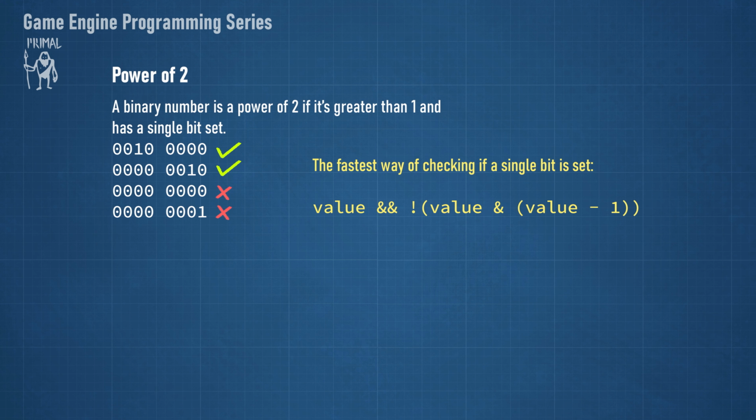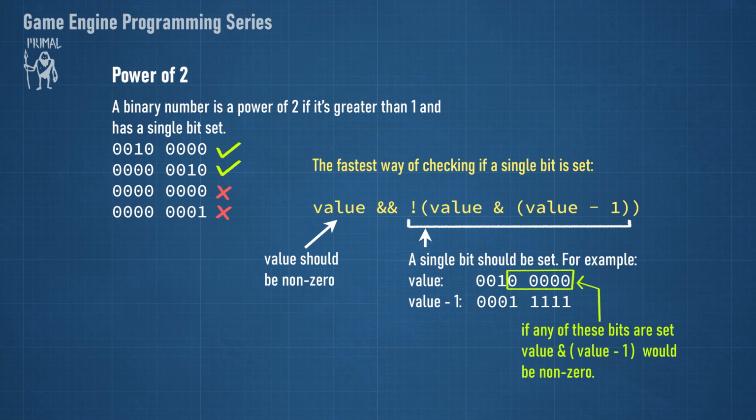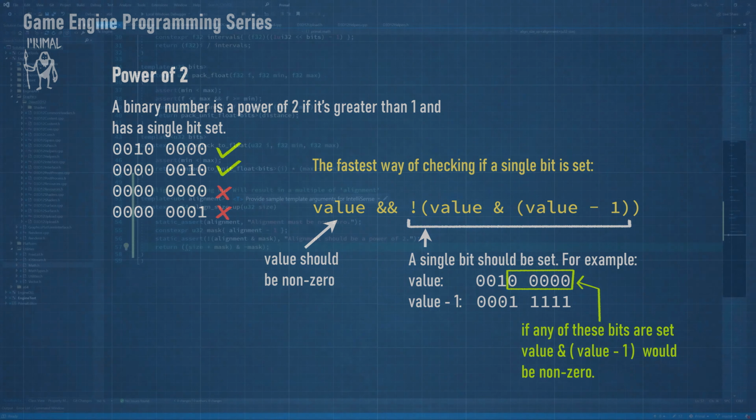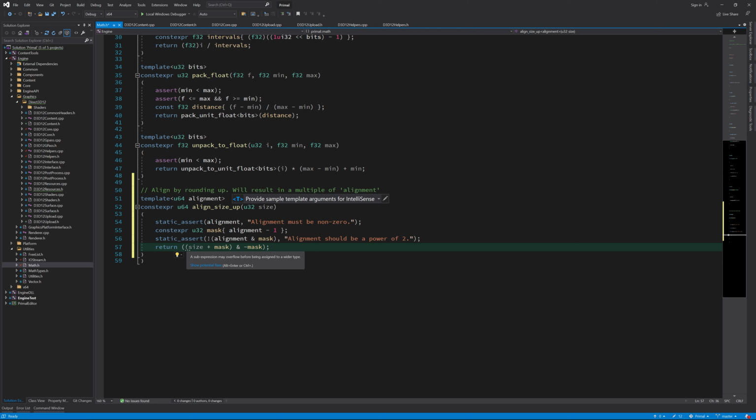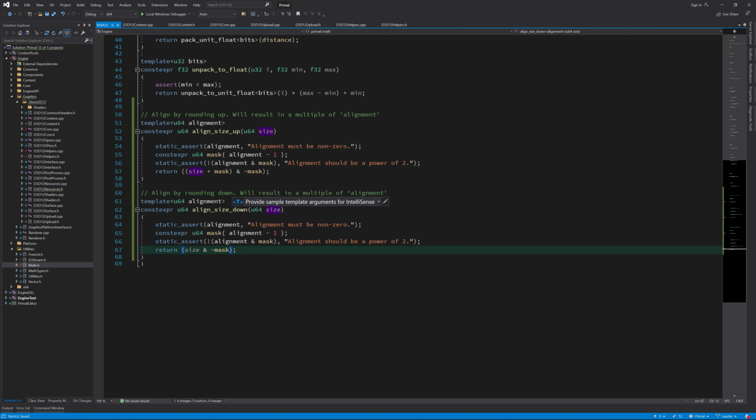The fastest way that I know of to check if an integer has a single bit set is to first subtract 1 from it and then logically AND it with the original value. We are already asserting that alignment is non-zero here, so we only need to check if a bit is set in the second assertion here. Align size down is the same, except now we don't add the mask value, we only clear the mask bits in the size value.